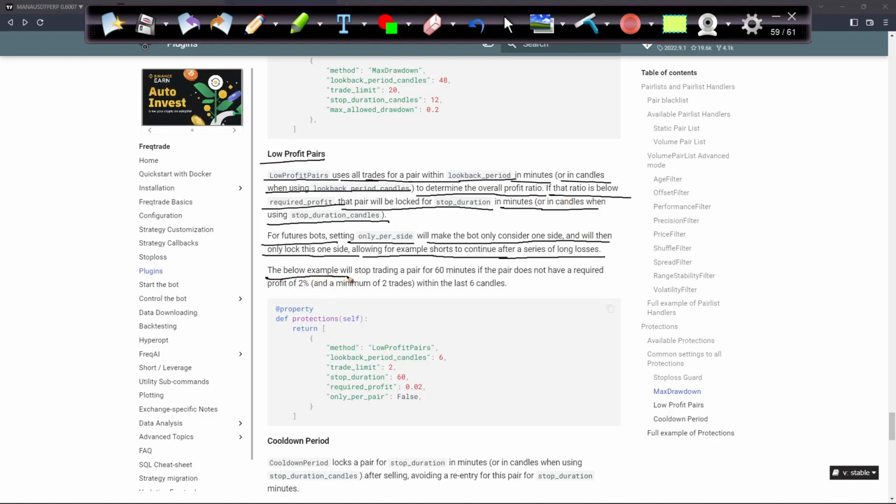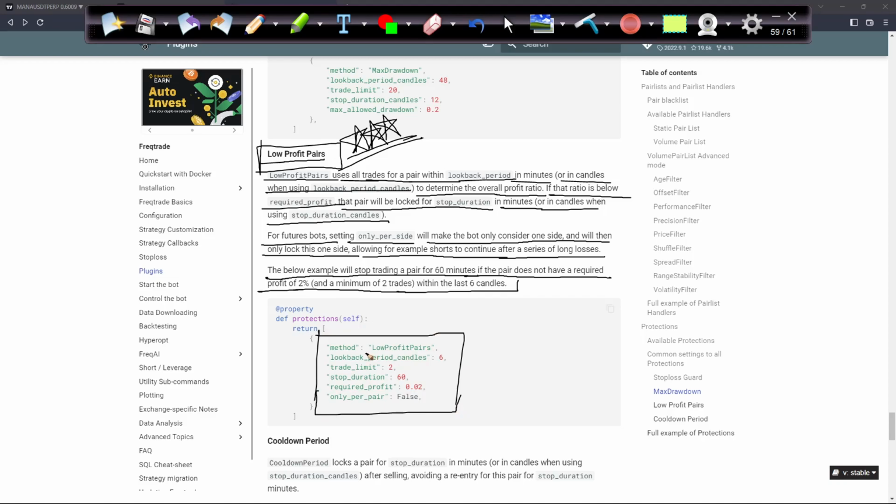The below example will stop trading a pair for 60 minutes if the pair does not have a required profit of 2% and a minimum of 2 trades within the last 6 candles. So this is very important, and I can't emphasize enough how important it is that you can filter low profit pairs this easily.